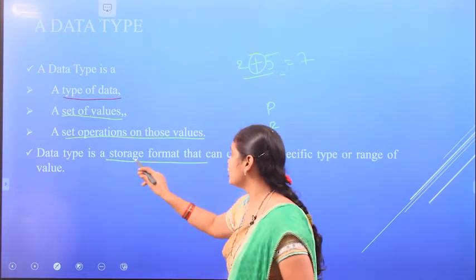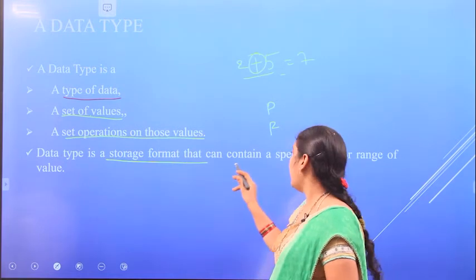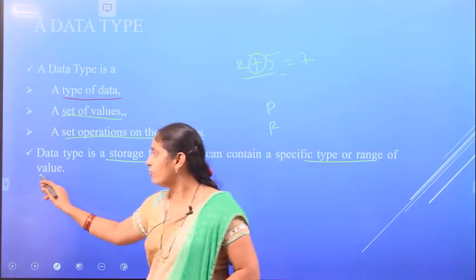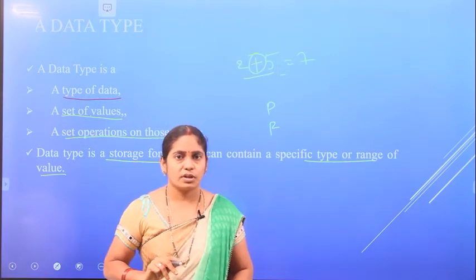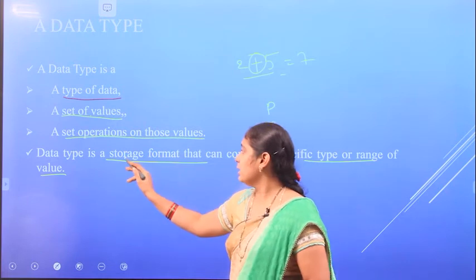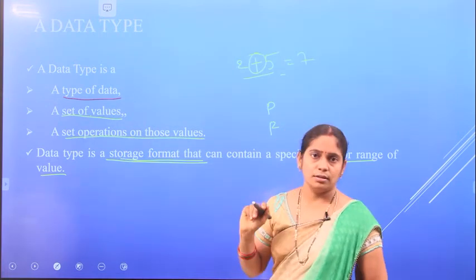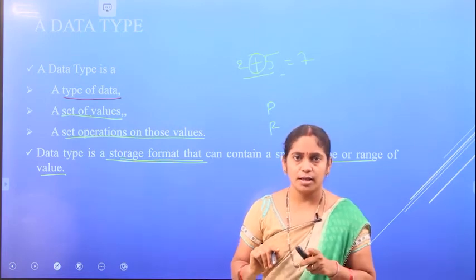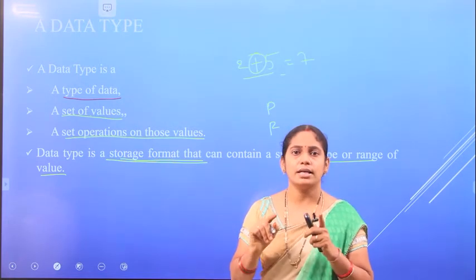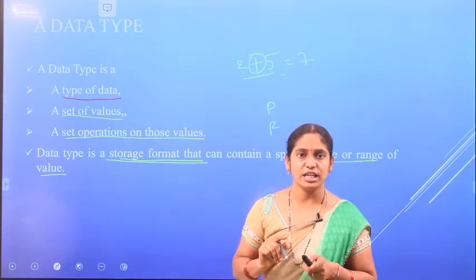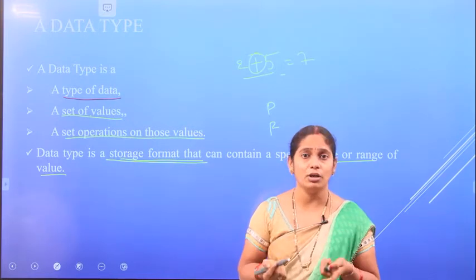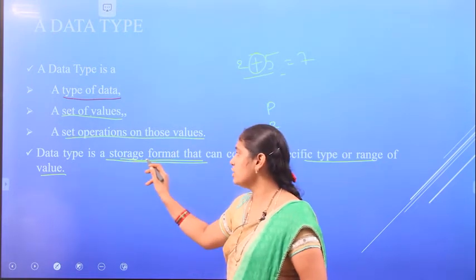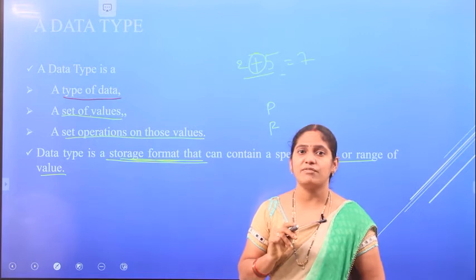A data type is a storage format that can contain a specific type or range of values, which is nothing but a storage format. Which type of data are we using? Is it a whole number? Is it a decimal point or a character? Which type of value is it? Which type of value do we need to consider? How to store that? That is nothing but the storage format. Each one has a specific range.